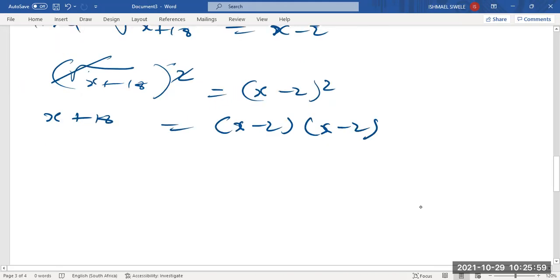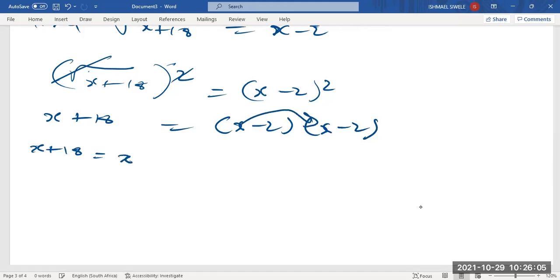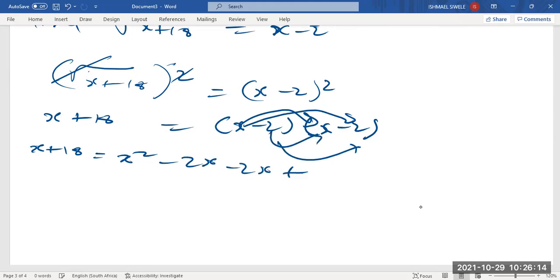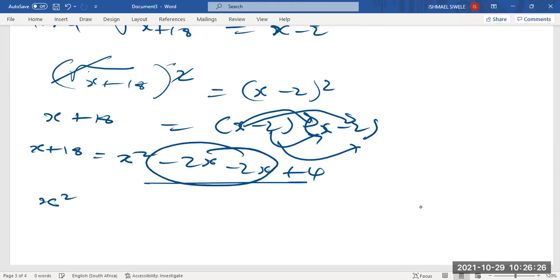Okay, so x plus 18 is equal to x times x, that is x squared, x times negative 2, that is negative 2x, negative 2 multiplied by x, that is negative 2x, negative 2 multiplied by negative 2, that is plus 4, right? Okay, I just hope I'm not making mistakes here. All right, now I'm just going to take this side to say x squared. These two here are like terms. I'm going to have negative 4x plus 4, and this is equal to x plus 18, right?